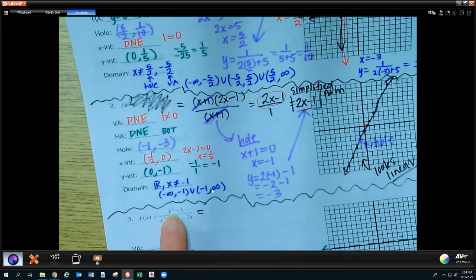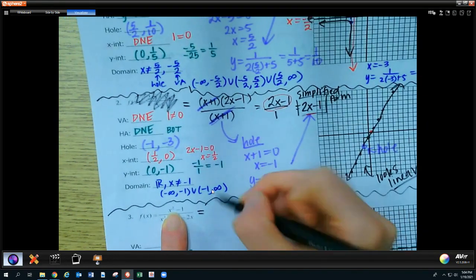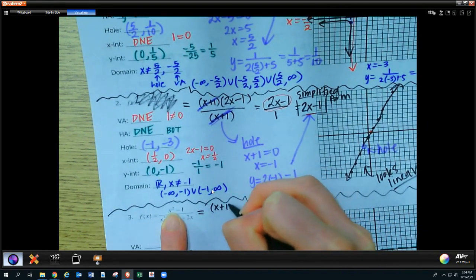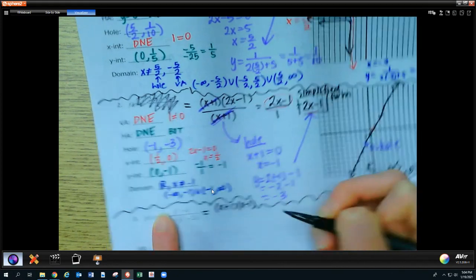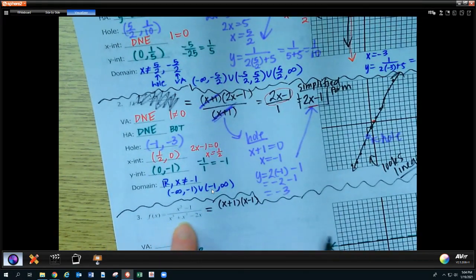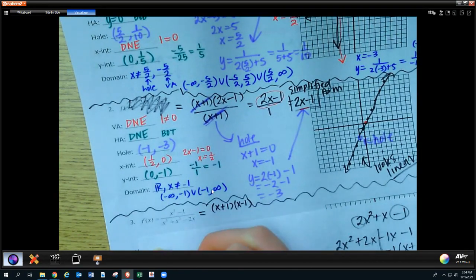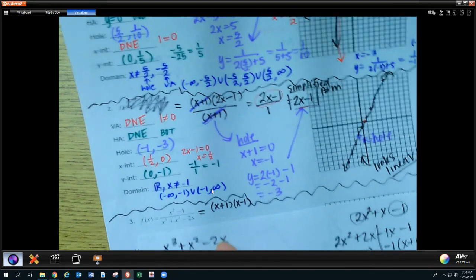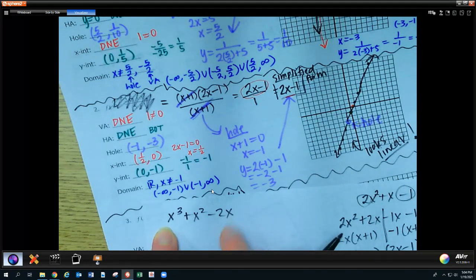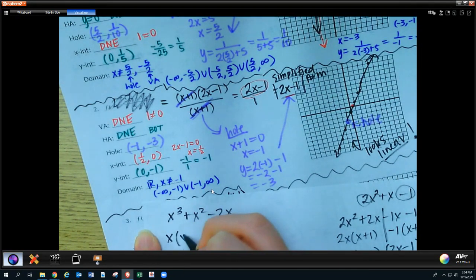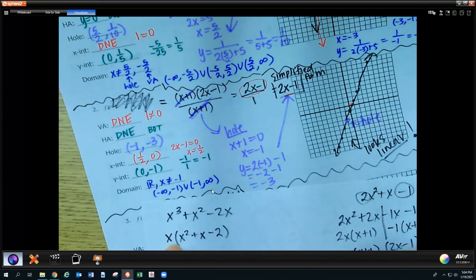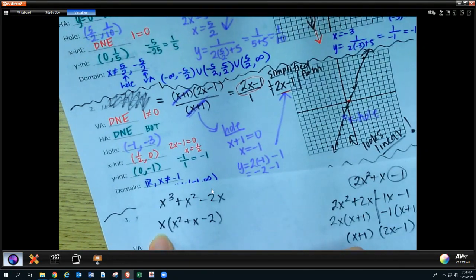The top is a difference of squares, x plus 1, x minus 1. And then the bottom, it's a cubic function, but there is an x in common to everyone. So I'm going to recopy it here: x cubed plus x squared minus 2x. First thing I'm going to do is factor out the GCF, which is x. That leaves behind x squared plus x minus 2. Don't lose that factor. That's going to be important.